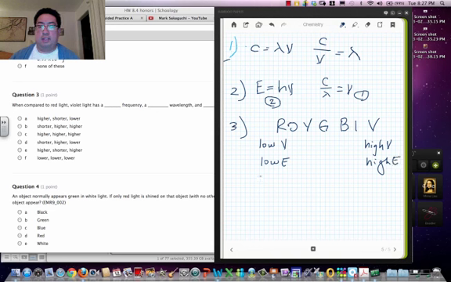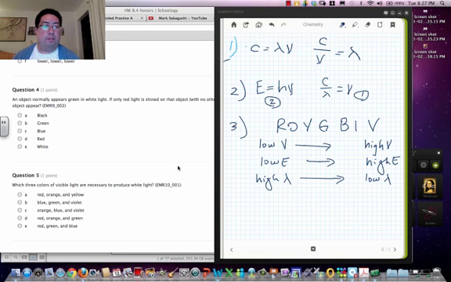This end has high wavelength. This end has low or short wavelengths. As we go from red to violet, frequency and energy will increase, whereas wavelength will decrease. Knowing what you know about these colors now, hopefully that'll make a little more sense.